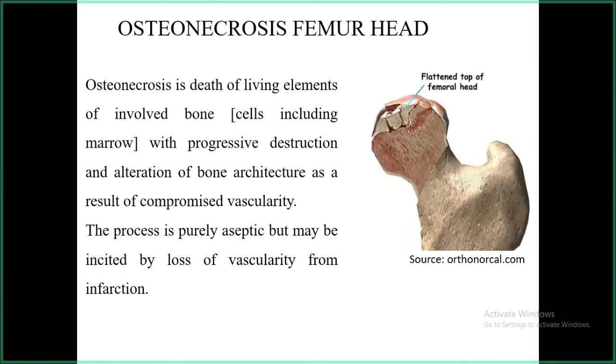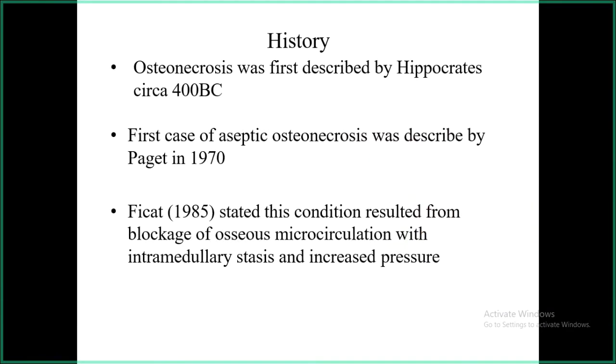Osteonecrosis is a death of living elements of involved bone, especially cells including bone marrow, with progressive destruction and alteration of bone architecture as a result of compromised vascularity. The process is purely aseptic but may be incited by loss of vascularity from infarction.